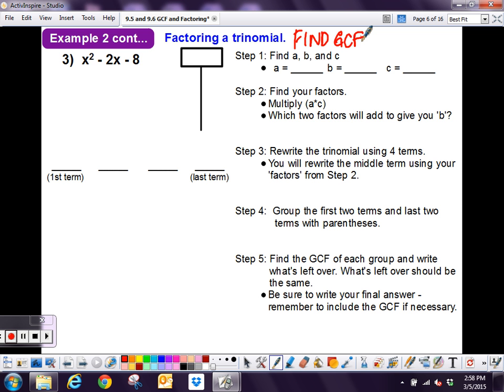So the next thing I'm going to do is find my a, b, and c. So my a here is 1. My b here is negative 2. And my c here is negative 8.